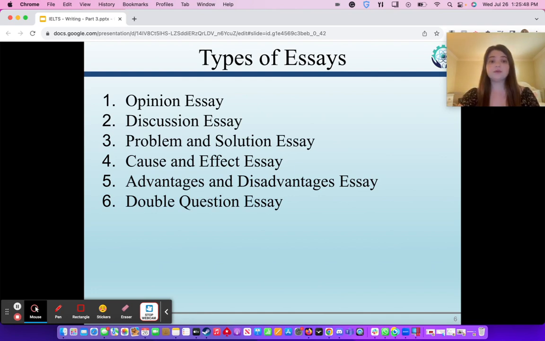All right, so there are some different types of essays they might ask you to write. They will not ask you to write all of these. They will just have you write one essay. So they might ask you to write an opinion essay, a discussion essay, a problem and solution essay, a cause and effect essay, an advantages and disadvantages essay, or a double question essay.